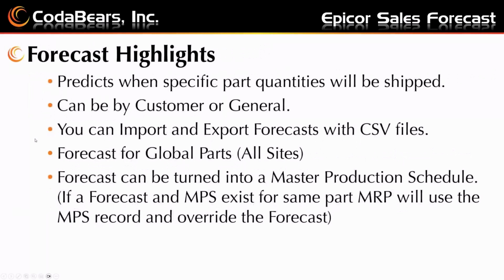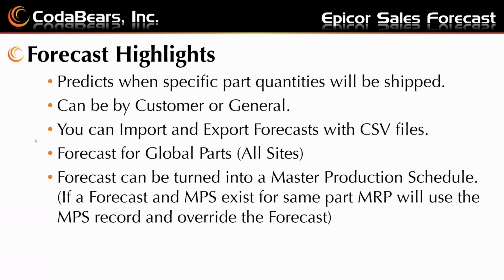So some highlights on forecasting. We're going to try to predict when specific part quantities are going to be shipped. Forecasts can be by customer or general, as I mentioned. Forecasts can be imported and exported into Epicor as CSV files. So, for instance, if you're going to update your forecast on an annual basis or on a quarterly basis, you can export last year's forecast or last quarter's as a CSV, and then you can edit that in Excel and then re-import. And when you do the import and the exports, it's for all parts that have a forecast.